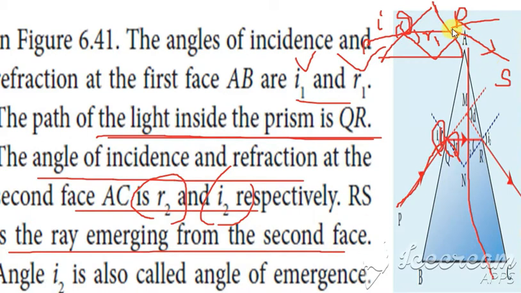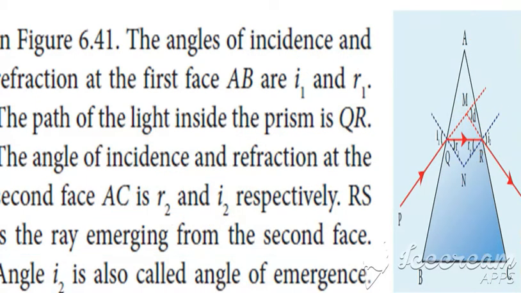So from this the emerging ray is RS. The angle I2 is also called the angle of emergence. This angle I2 is also called the angle of emergence. This angle is the angle of incidence, and this is the angle of emergence. What we have to find is the angle of deviation. So what is the angle of deviation? This is the angle of incidence.